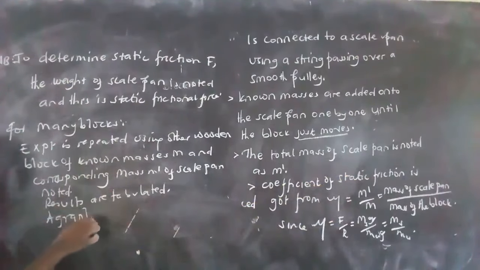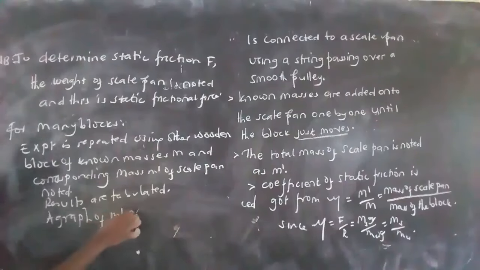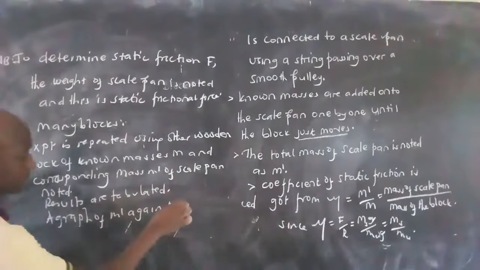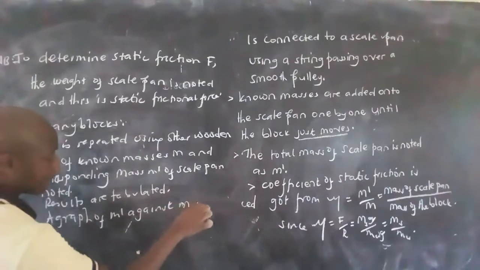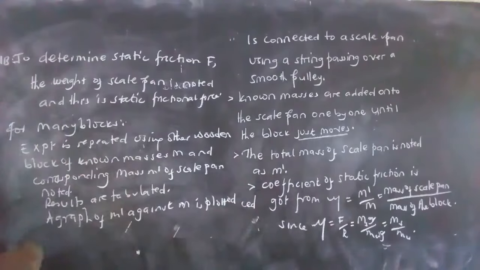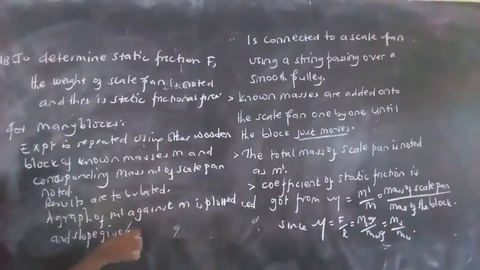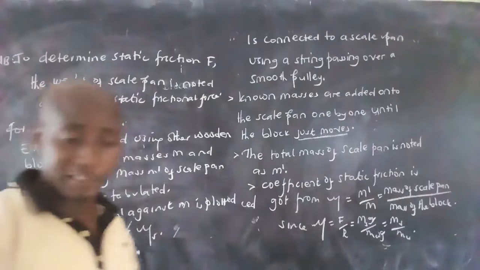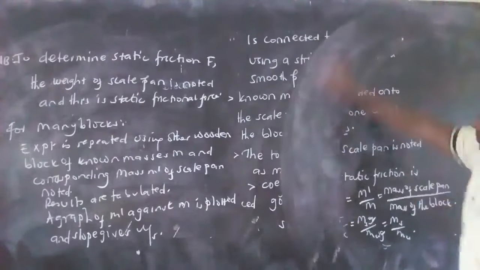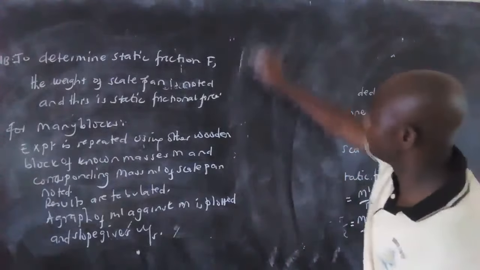A graph of M prime against M is plotted, and the slope gives us what? The slope gives the coefficient of static friction. So you have to take note of that. That is for the case of many blocks.